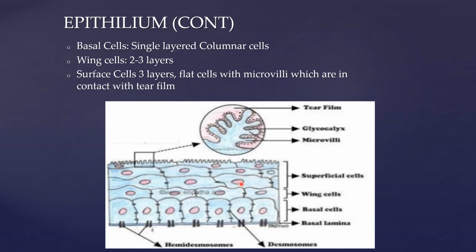There is another type of junction which is called gap junctions. They allow the materials to pass between the cells. So they allow the cells to communicate with each other. These gap junctions are only present between the wing cells and the basal cells of epithelium.